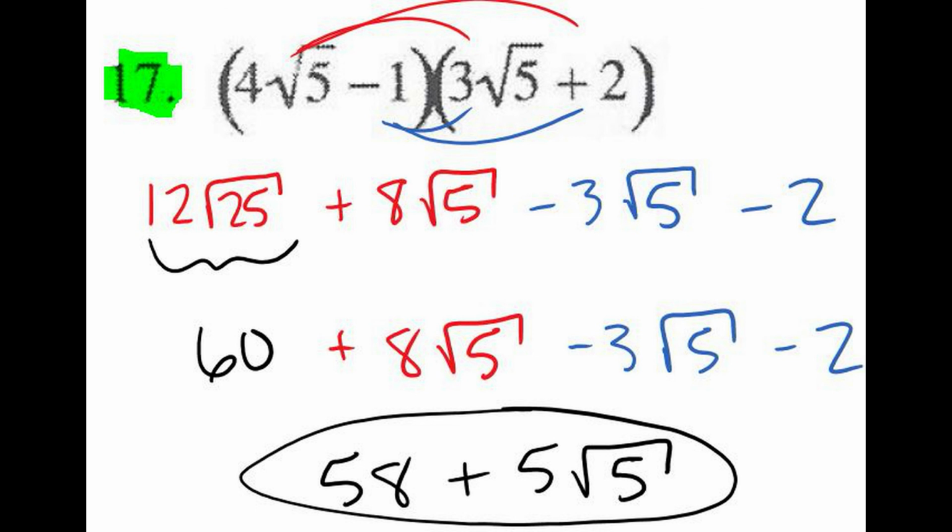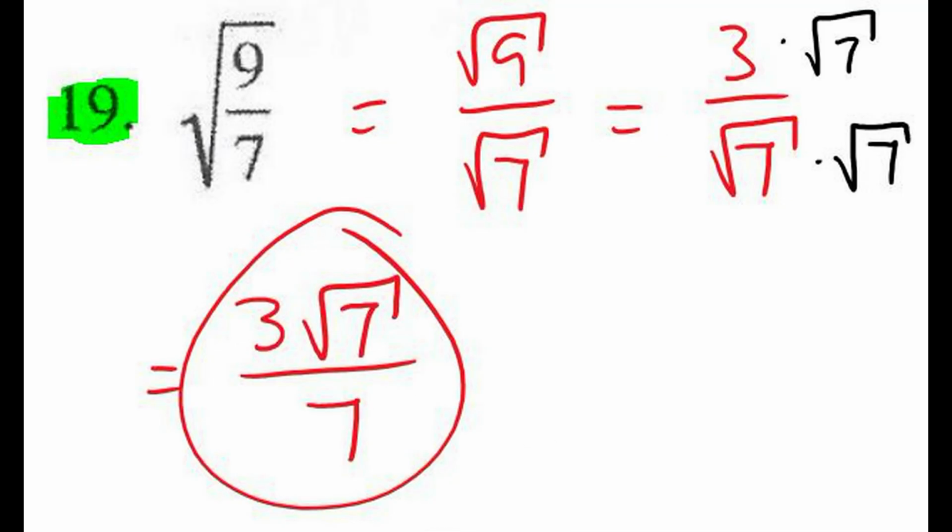Okay, let's look at 19. So for all of these, it says simplify and rationalize the denominator. So basically, you can't have a square root on the bottom of your fraction, and that's all we have to deal with on these, okay?